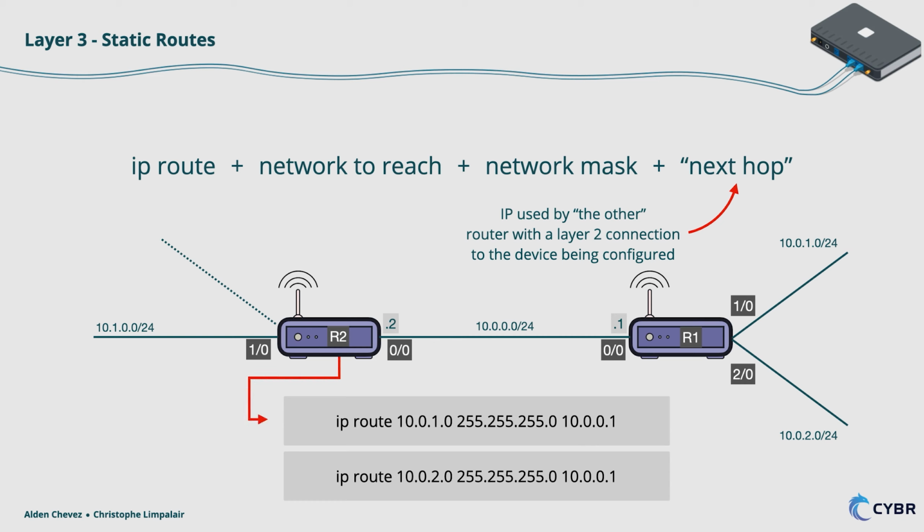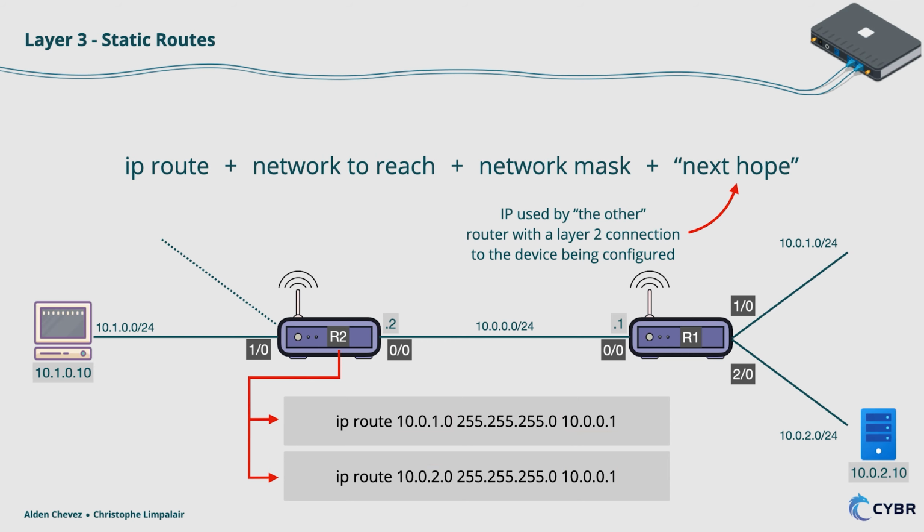So let's look at the first line. IP route is our command. Then 10.0.1.0 is the IP that we want to reach that's directly connected to router 1. 255.255.255.0 is the network mask of the IP range, and then 10.0.0.1 is the next hop, which is router 1's interface connected to router 2's interface, sharing a broadcast domain. Now the same applies for the second line, but this time it's for 10.0.2.0.